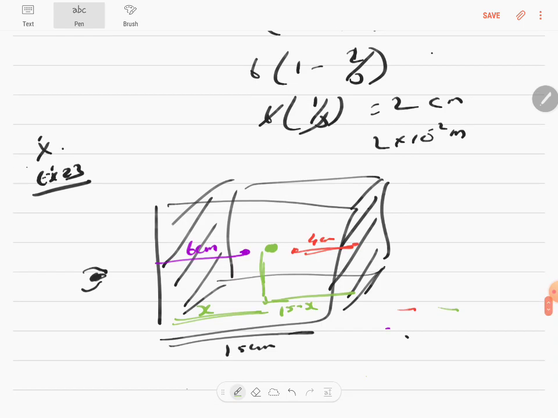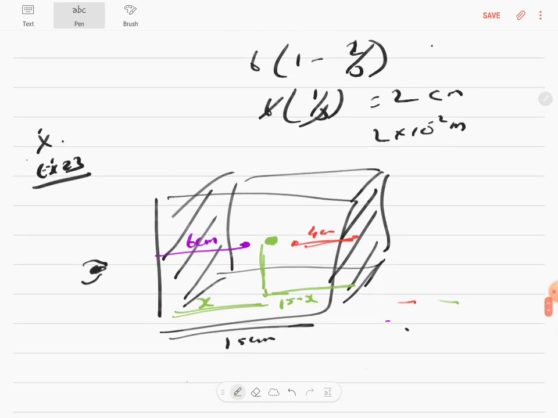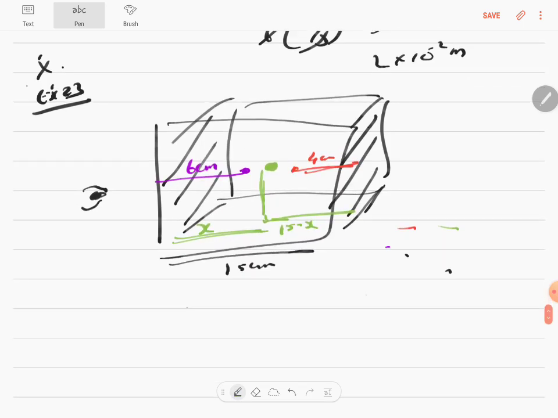The purple color, the red color is the distance of the image. The x and 15 minus x happen to be the distance of the object. And you know, it's nothing but a glass slab, and what about the refractive index of it? What is the question? Find the refractive index of the material of the cube. You can't write it as 1.5. The whole objective is to find the refractive index to be 1.5.